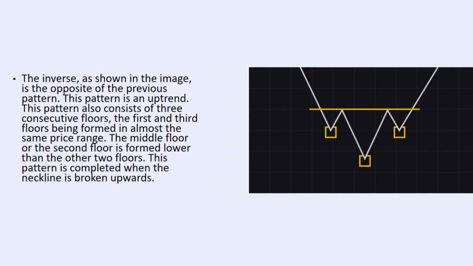The inverse head and shoulders, as shown in the image, is the opposite of the previous pattern. This pattern is an uptrend. This pattern also consists of 3 consecutive bottoms, the first and third being formed in almost the same price range. The middle or second bottom is formed lower than the other 2. This pattern is completed when the neckline is broken upwards.